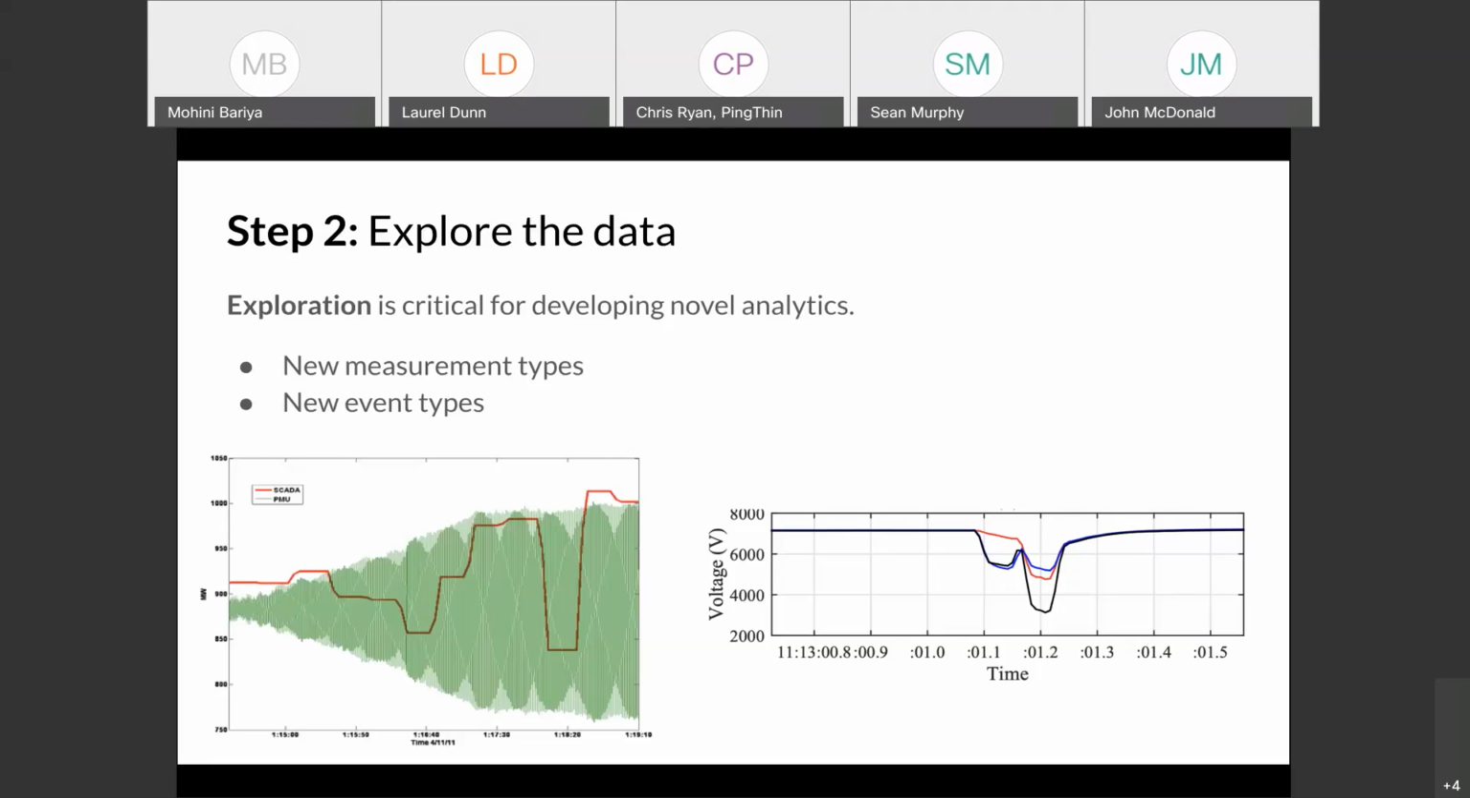And so therefore, we really need to explore the data to get familiar with what new measurements look like. The second reason exploration is important is that we may be looking at new event types, things that we've never seen before, or things that have just been made visible by higher resolution data. So here we have on the right some voltage sags in higher resolution PMU, micro-PMU data, and we may not have ever seen this before in our lower resolution data. So those are two reasons why exploration is very important.